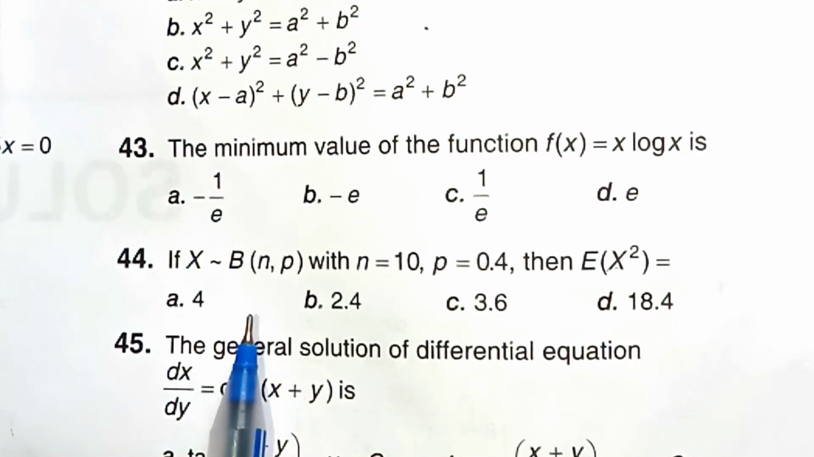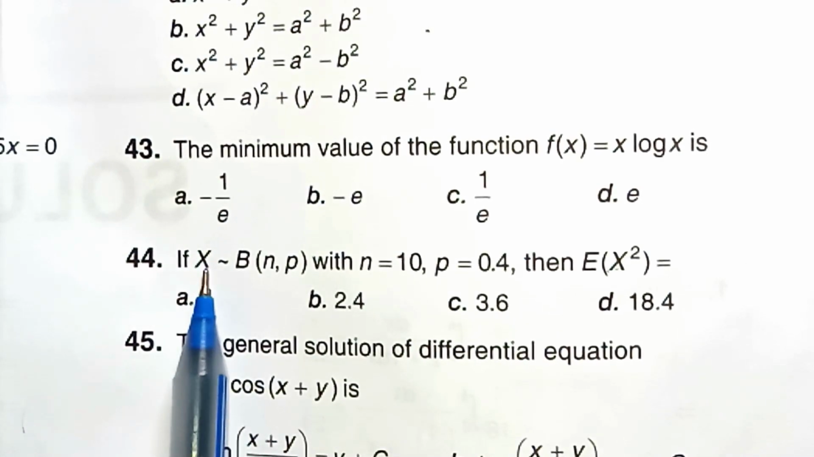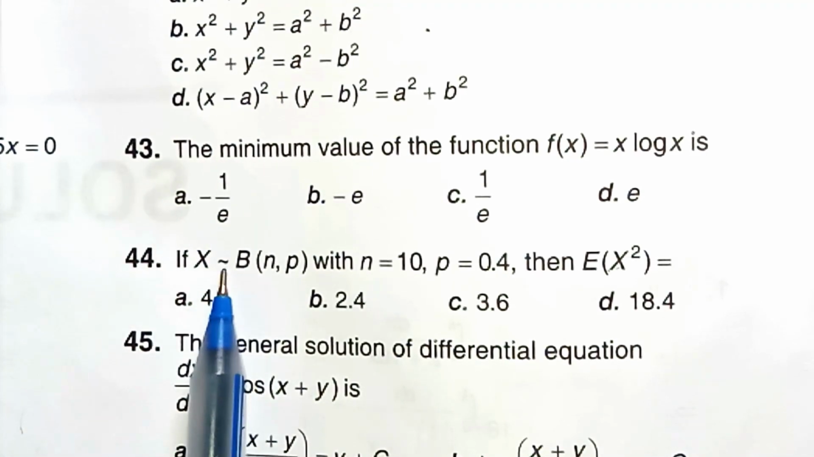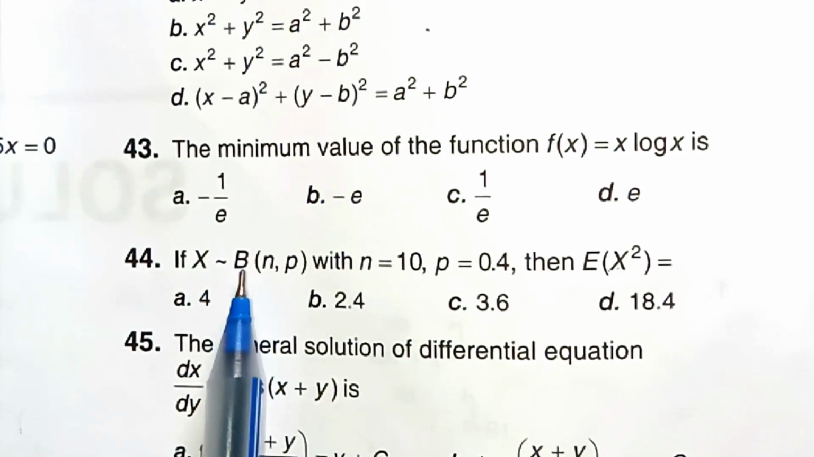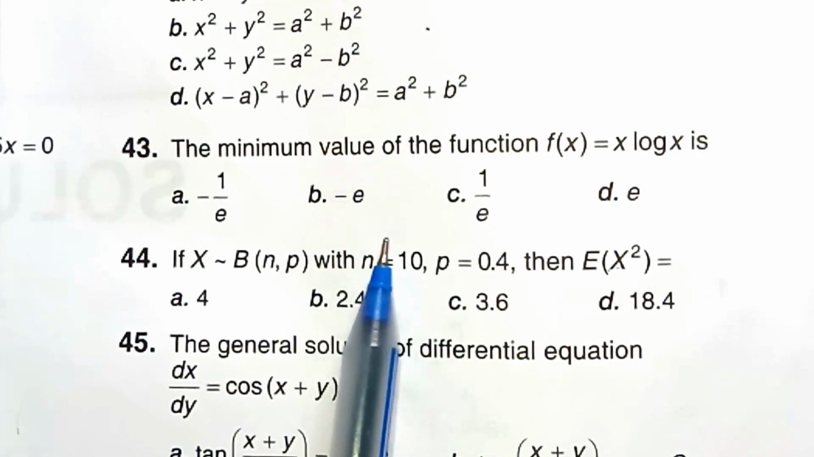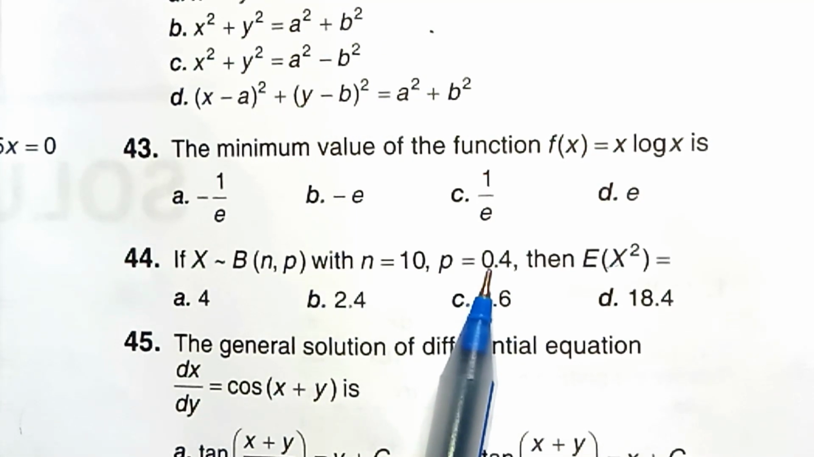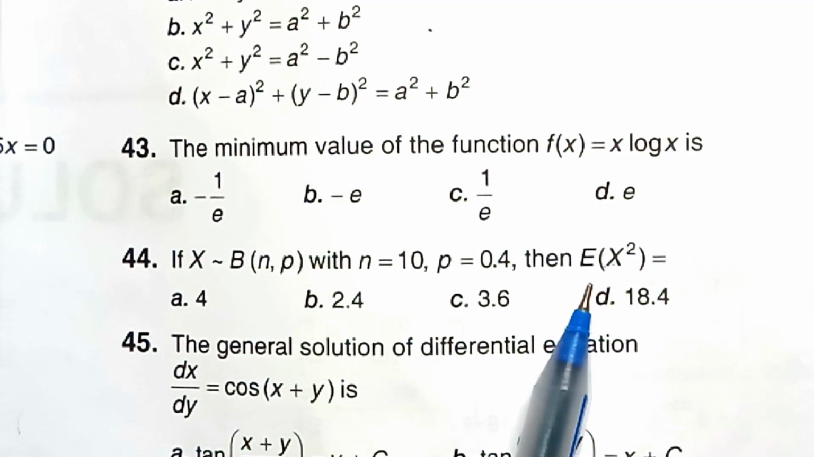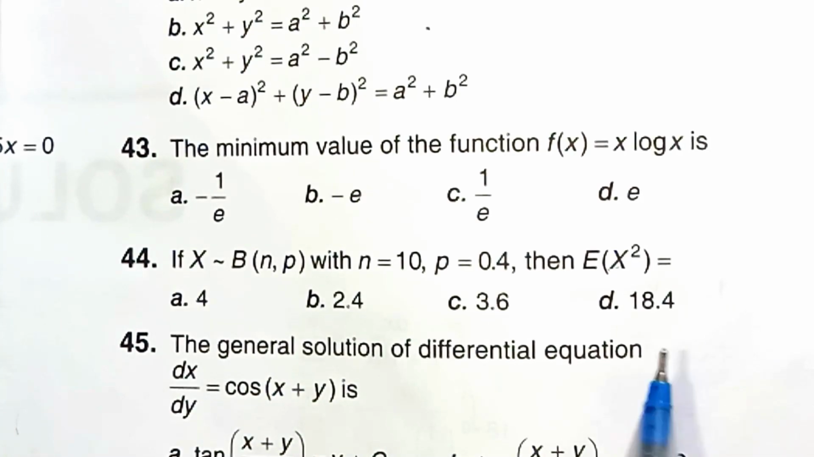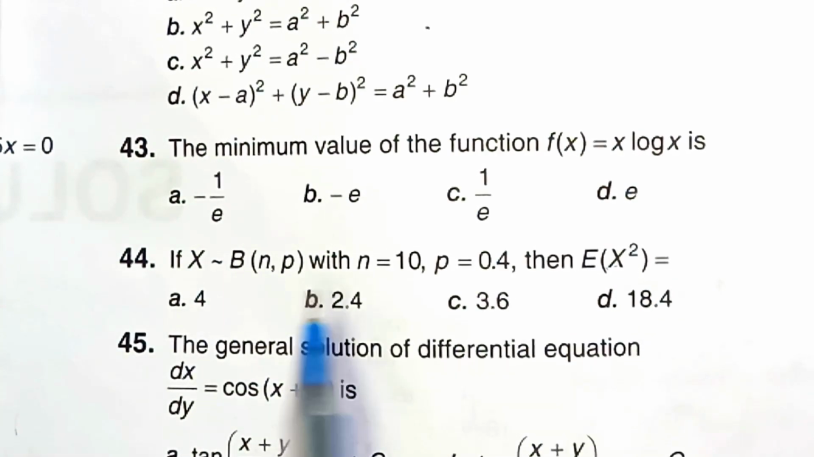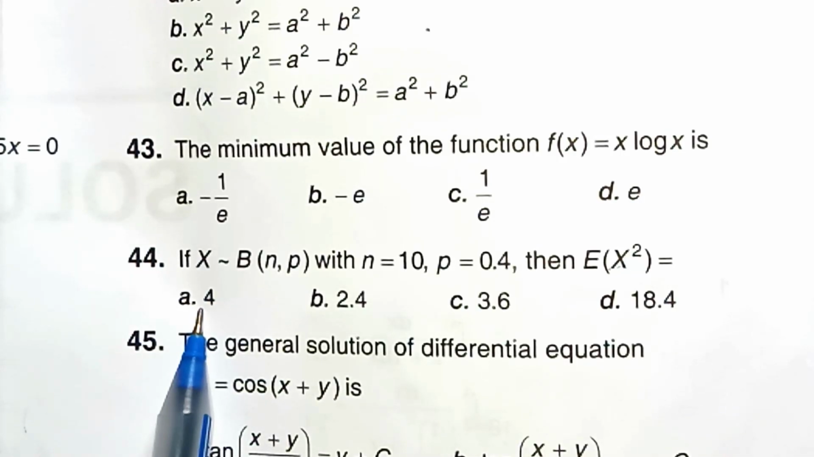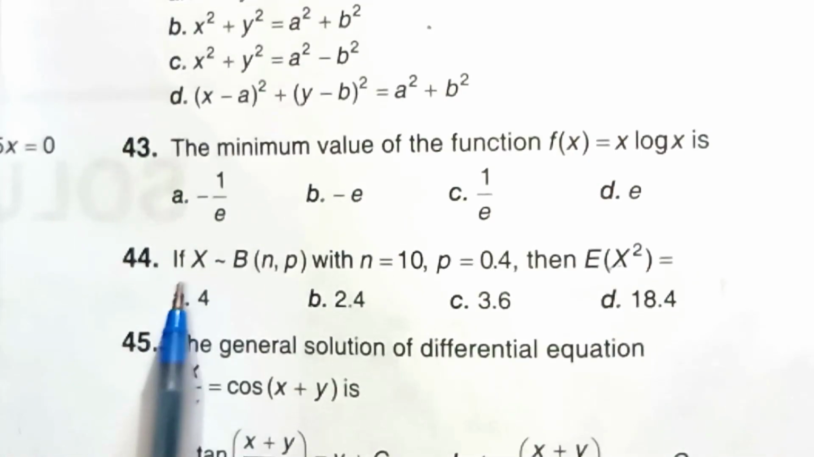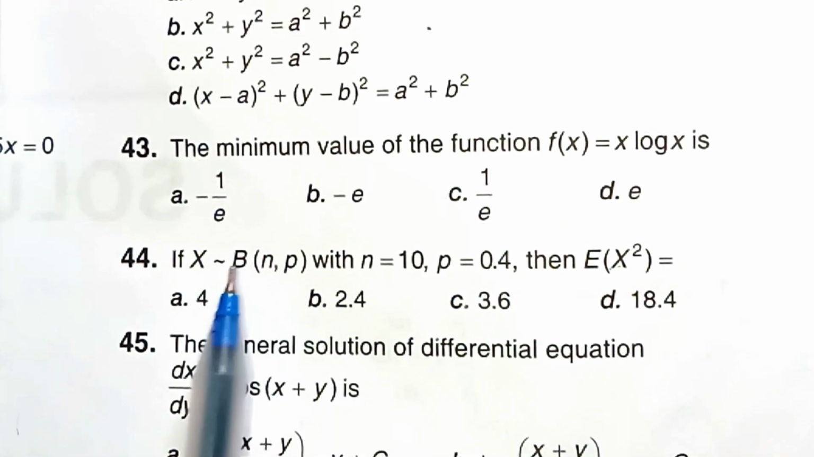Here in question number 44, it is given: if capital X follows a binomial distribution B(n, p), with n given as 10 and p given as 0.4, then we want the value of E of X square. E represents the expected value. The options given are: first option 4, second option 2.4, third option 3.6, fourth option 18.4. We have to figure out which one of these four options is correct.